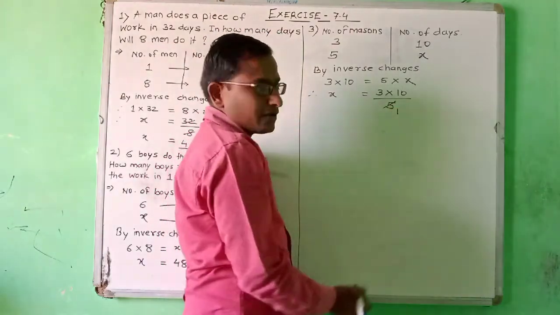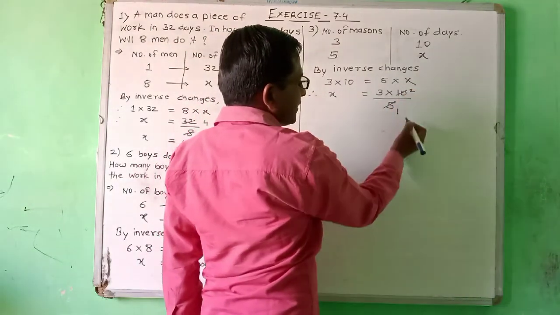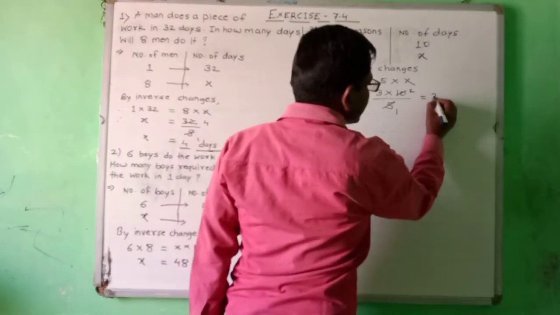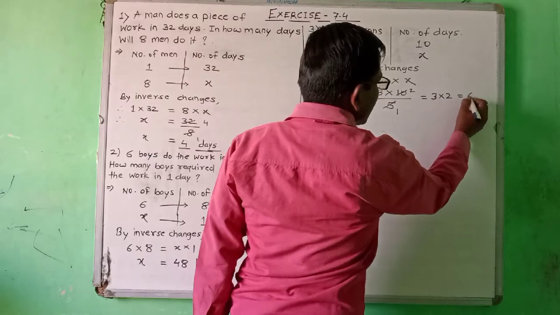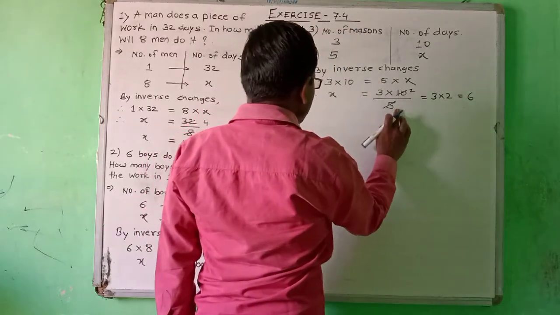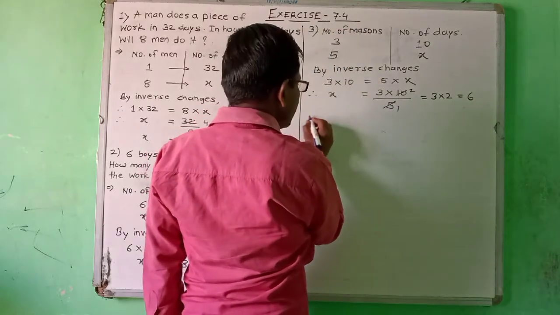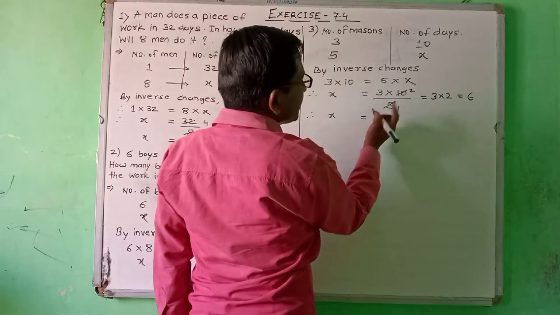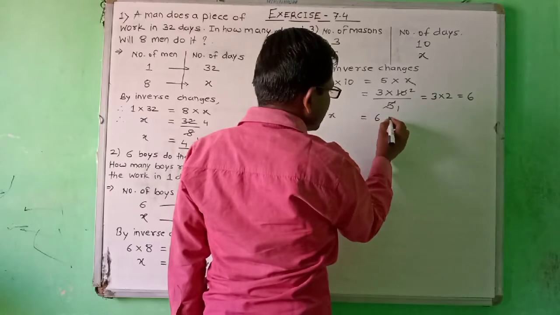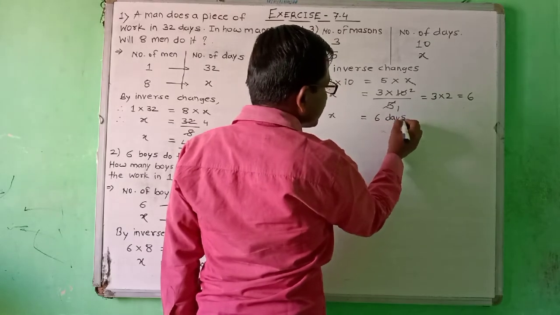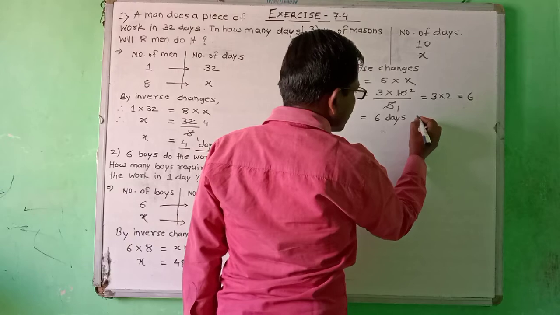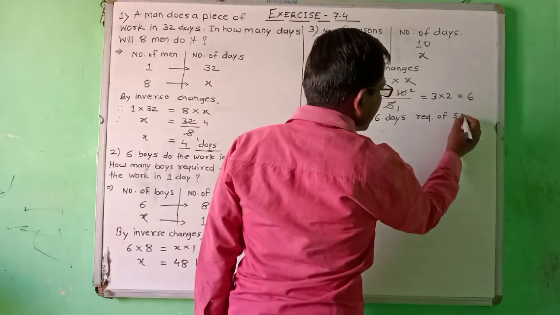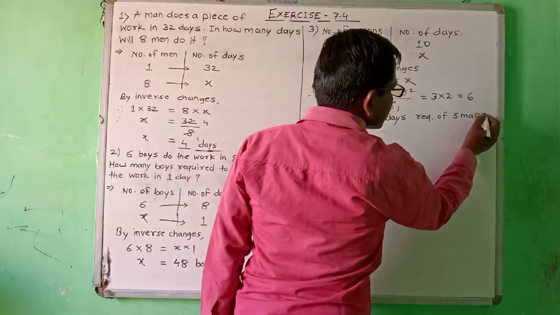5 on the 5, 5 twos are 10. So your answer is here 3 multiplied by 2, 3 twos are 6. So therefore x is equal to how many days required? 6 days required for 5 masons.